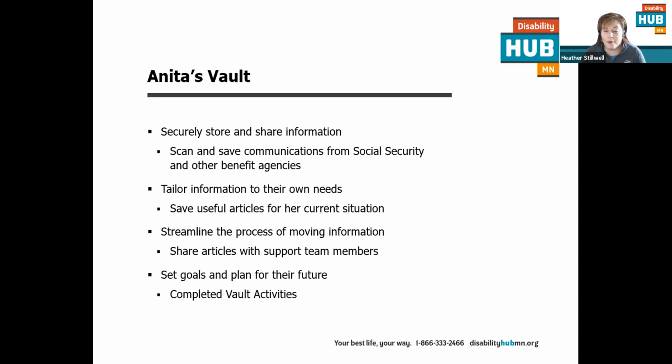And as we have just shown, there are a number of activities Anita can complete to gain more confidence about going to work and to help keep her organized with managing her benefits in the future.